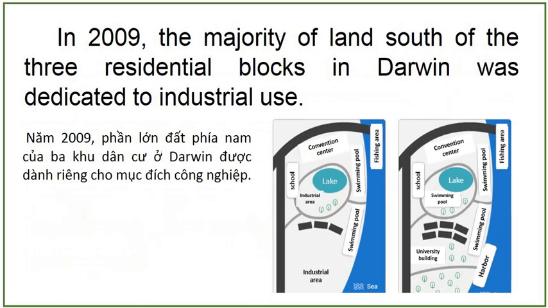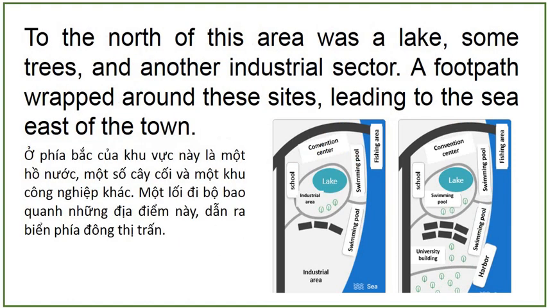In 2009, the majority of land south of the 3 residential blocks in Darwin was dedicated to industrial use. To the north of this area was a lake, some trees, and another industrial sector. A footpath wrapped around these sites, leading to the sea east of the town.